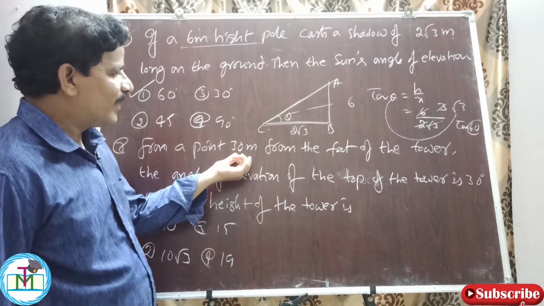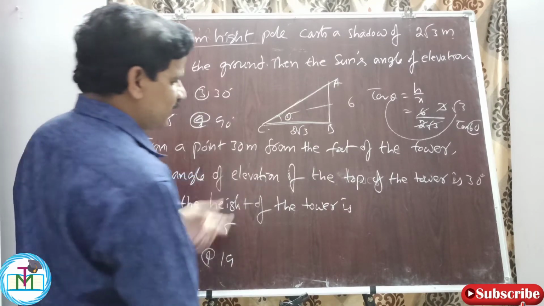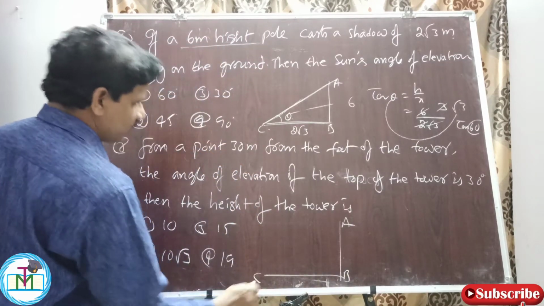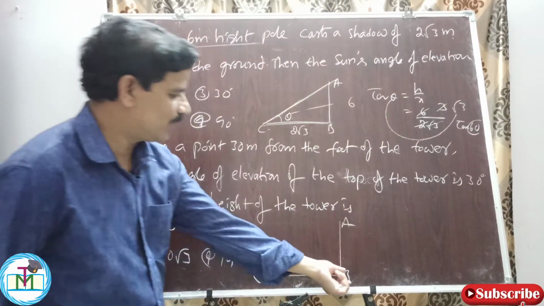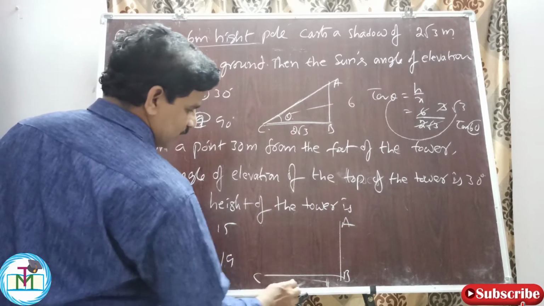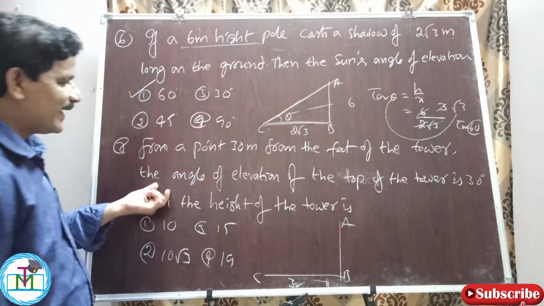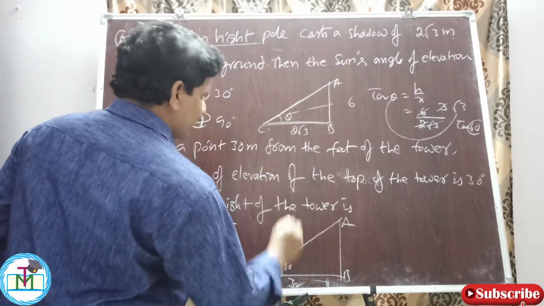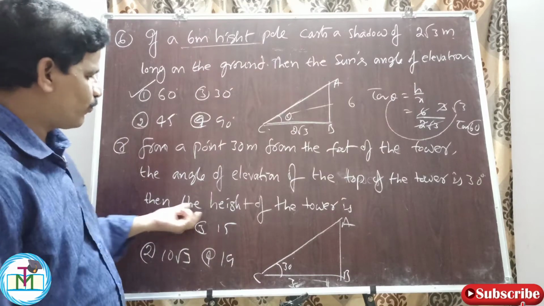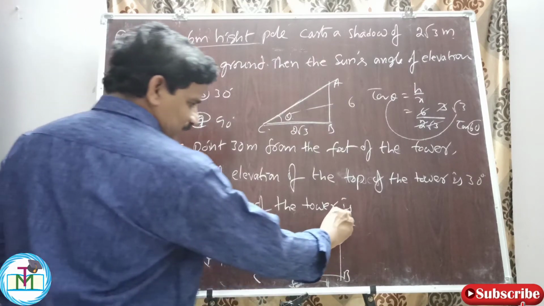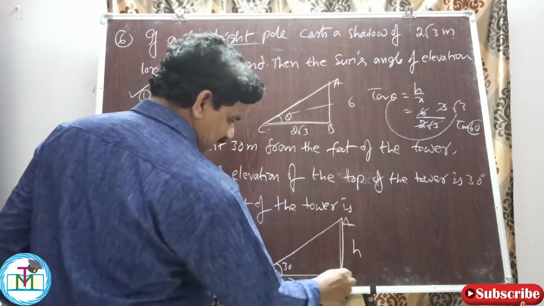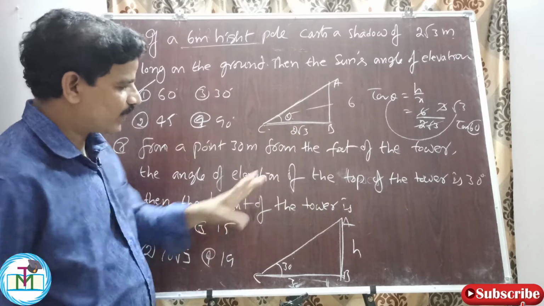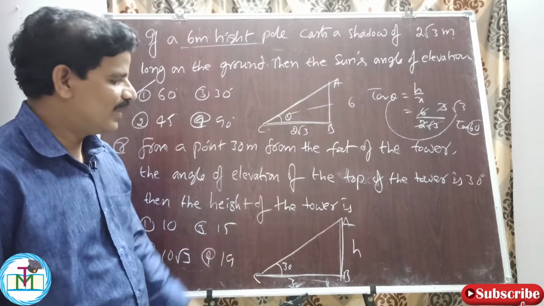Question number 7. From a point 30 meters from the foot of the tower. So here you have a tower AB. The observation point is 30 meters from the foot of the tower. The angle of elevation of the top of the tower is 30 degrees. It is asked to find the height of the tower. Height of the tower is always h. The distance is x, which is given as 30 meters. You have to understand the question properly. Draw the rough sketch and mark immediately what is required.